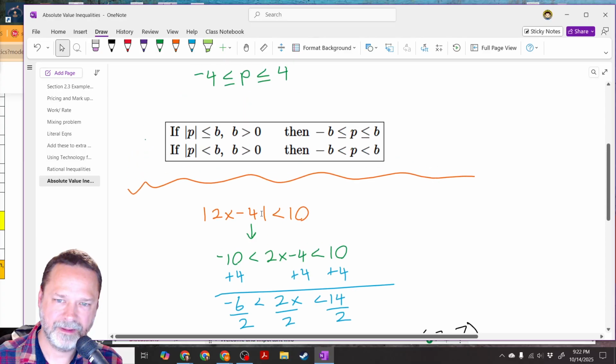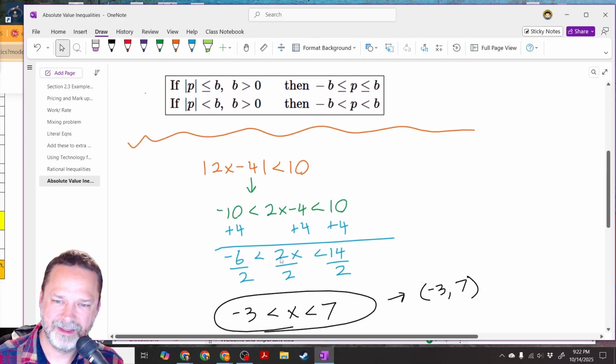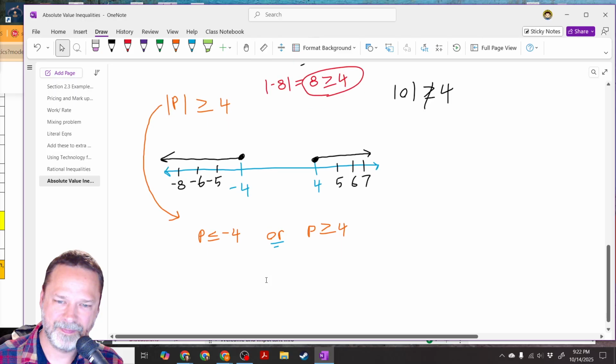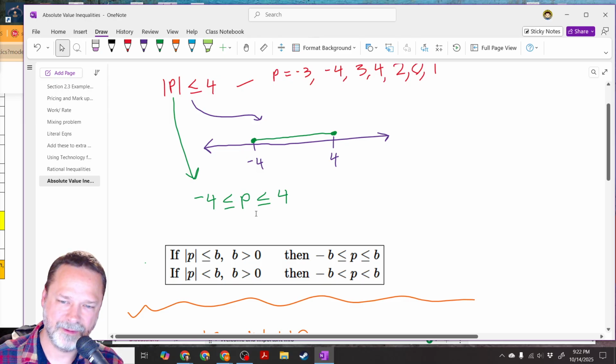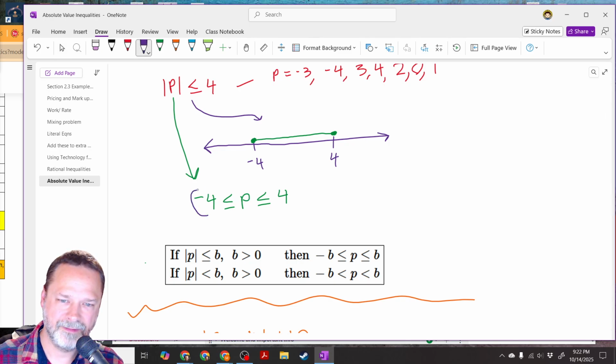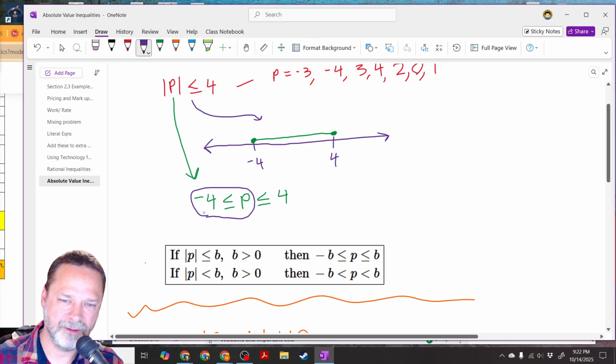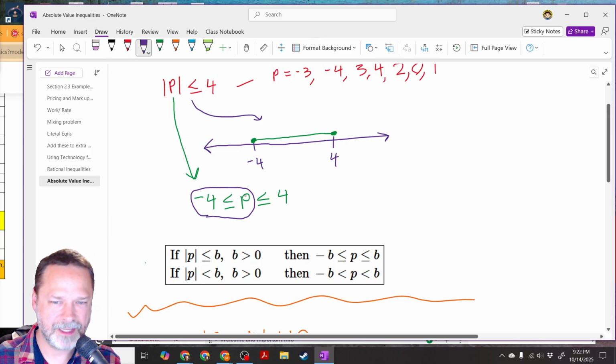P is less than or equal to 4. And include the other one, which is right here. If you look at this, it is actually p greater than or equal to -4. But you smash it together like this, it's an and.